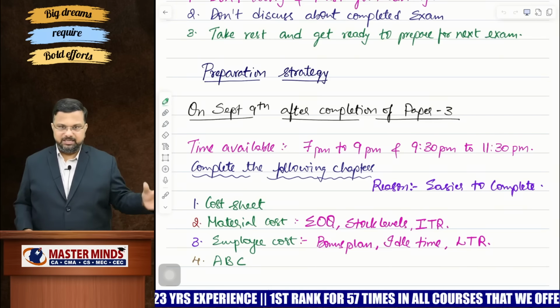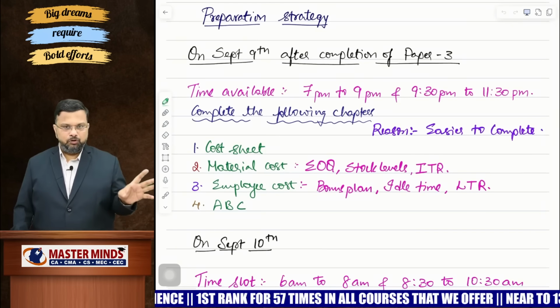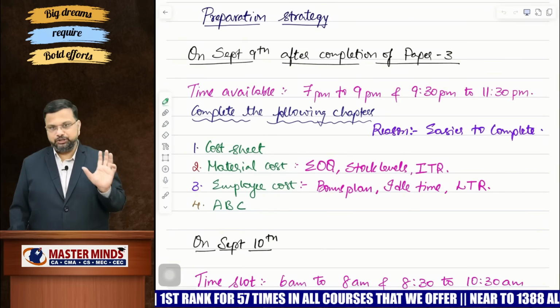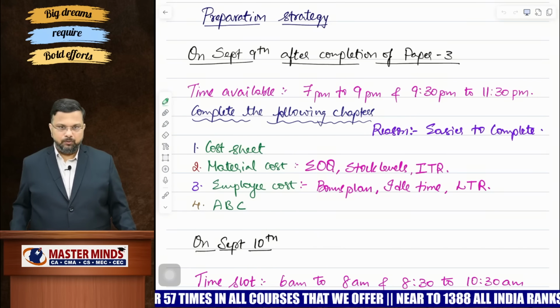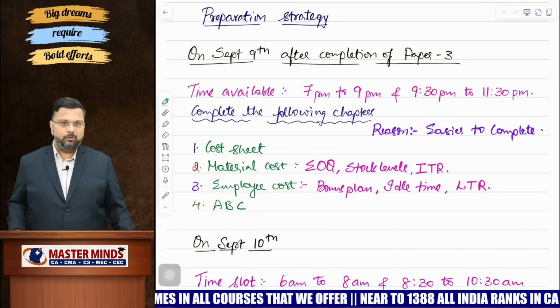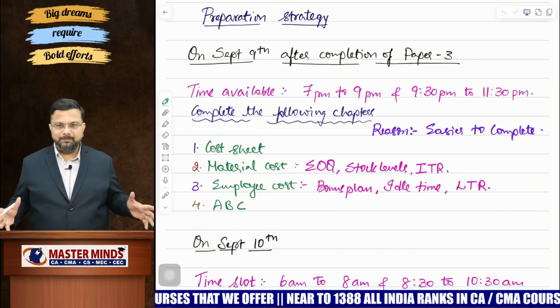Cost sheet, quite easy. Material cost, focus more on EOQ, stock levels and inventory turnover ratio. Employee cost, where you have bonus plans, idle time and labor turnover, and focus on ABC also. Make sure that you are able to cover all these 4 chapters. Why these 4 chapters? They're easy to complete.